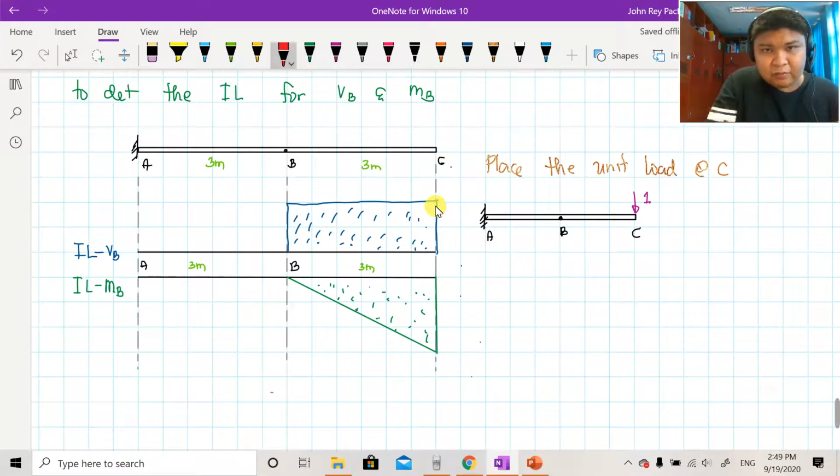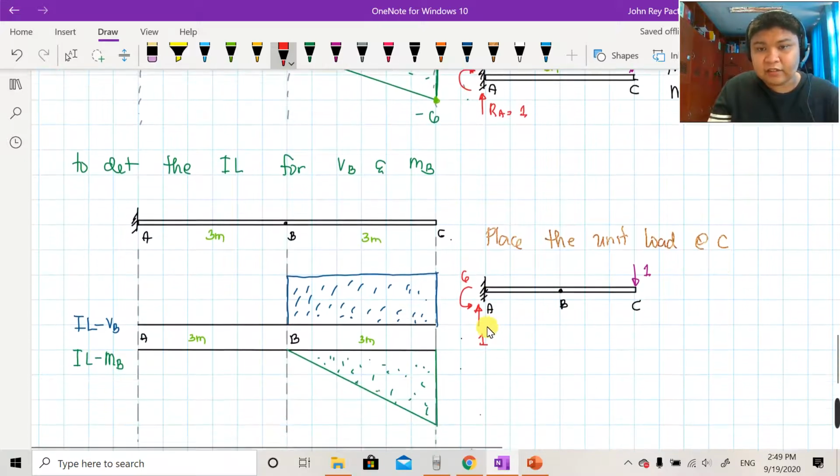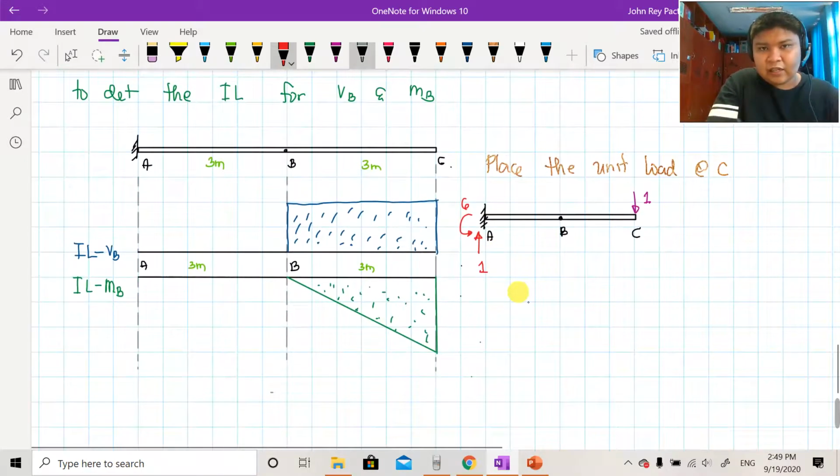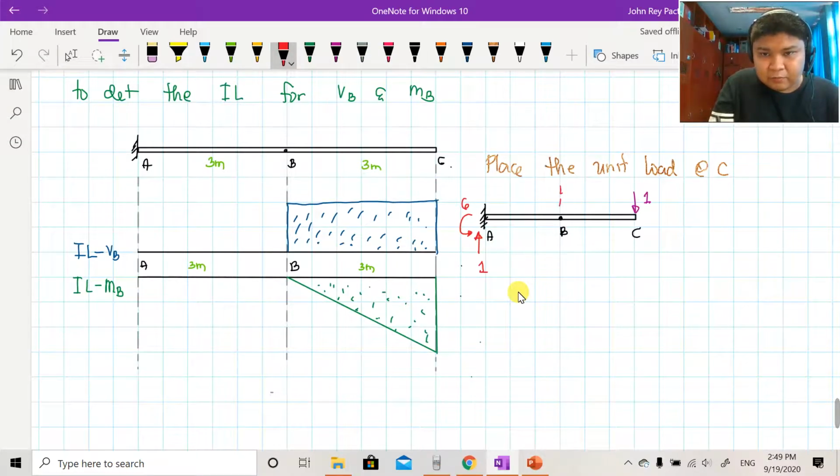Pwede mo naman hanapin dito, class, diretso yung reaction, so automatic alam mong 1 ito, tapos yung magiging moment nga diyan ay 6. So ngayon, since negative siya, class, di ba? Kaya pababa siya, unlike kanina. So therefore, pero actually, kahit wala kang reaction, mahanap mo dahil pag kinat natin siya sa B, no?